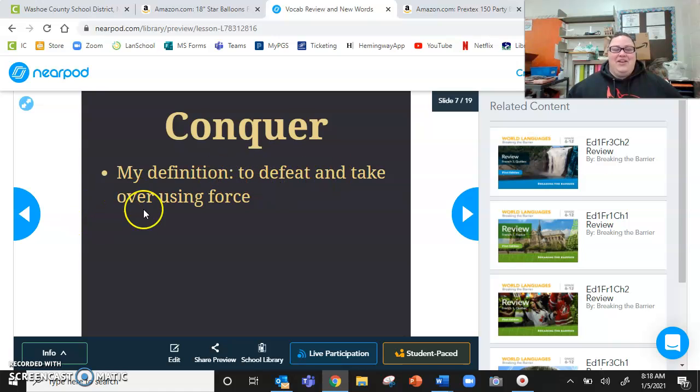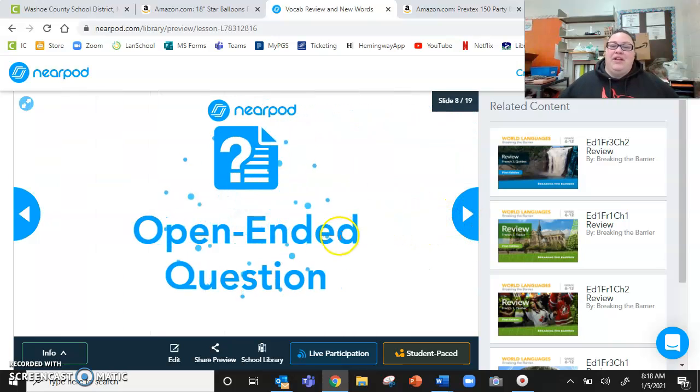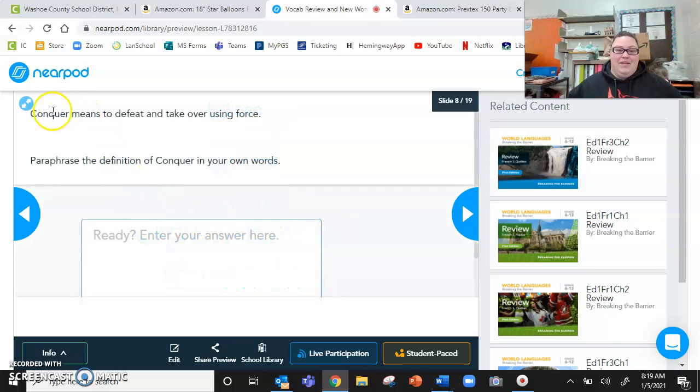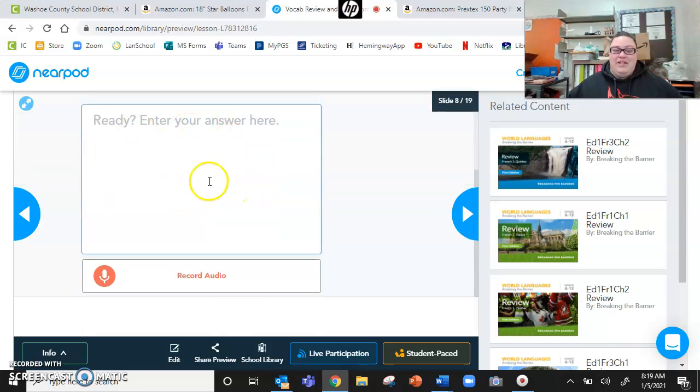Conquer is to defeat and take over using force. So when one society wants to take over another society, there's a couple ways they can do it. They can either vote to meld the societies together, which doesn't always go well, or the stronger society can try to conquer the other society. We call that war. But conquer is defeating and taking over by using force. So now, my wonderful human beings, you are going to put it into your own words again. So conquer means to defeat and take over using force. Paraphrase it, put it into your own words. As always, type or record.